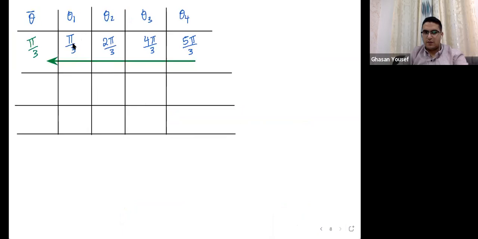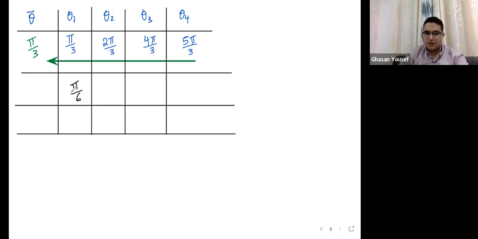Okay, so pi over 3 is an angle in the first quadrant. This angle is in the second quadrant. This one is in the third quadrant. This angle is in the fourth quadrant. All of them have the same reference angle, pi over 3. Same thing for the angle. By the way, pi over 3 is 60 degrees.